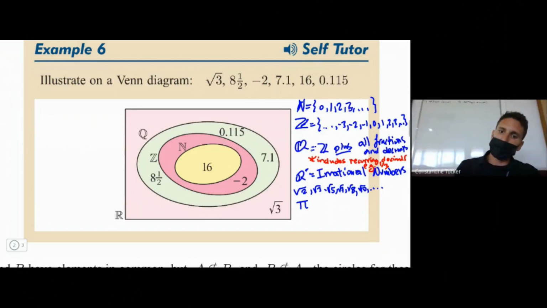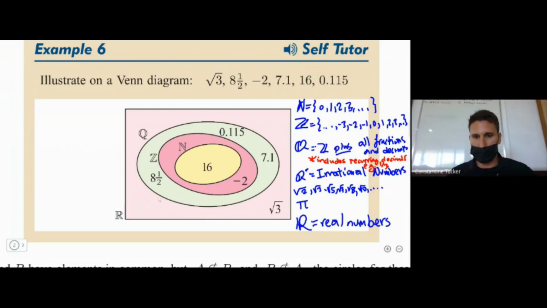And then finally, real numbers. The real numbers are basically all numbers that we have seen thus far. So any number of the above, out of these above numbers, will be a real number.